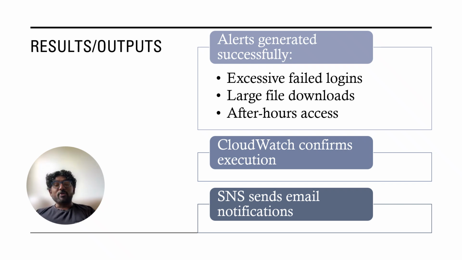So we needed to prove this actually works, not just in theory. We put together a test file with 200 rows of user activity. Out of those 200, we planted 31 anomalies on purpose, 14 large downloads, 9 failed login clusters, and 8 after hours access events. The rest were normal behavior.